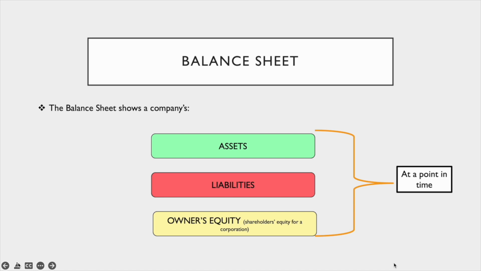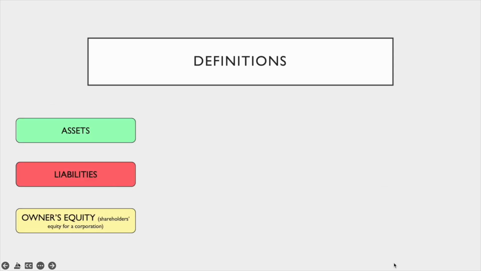In terms of owner's equity, we spoke about various types of businesses in a previous lesson, and one type of business is an incorporated entity or a limited company. The owners of a limited company are referred to as shareholders, so that's just something to be aware of. Moving on then to define those three items.